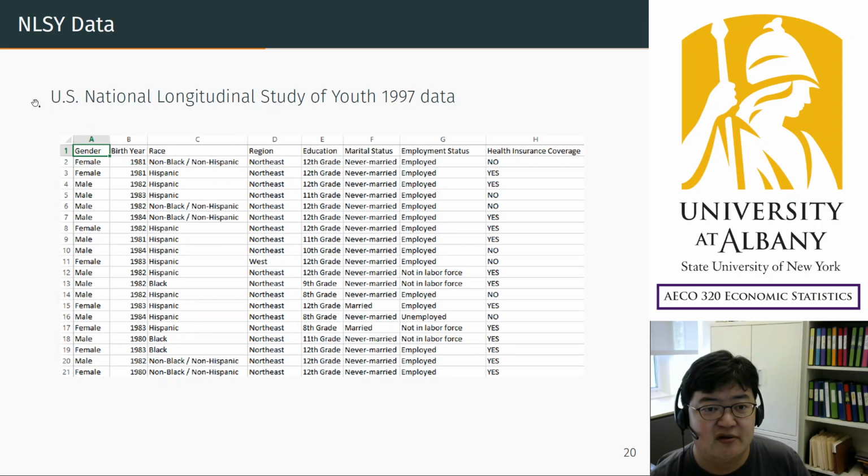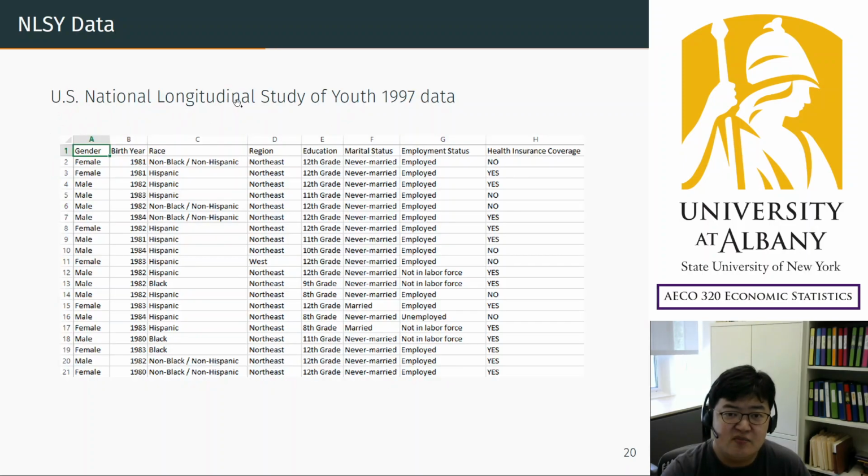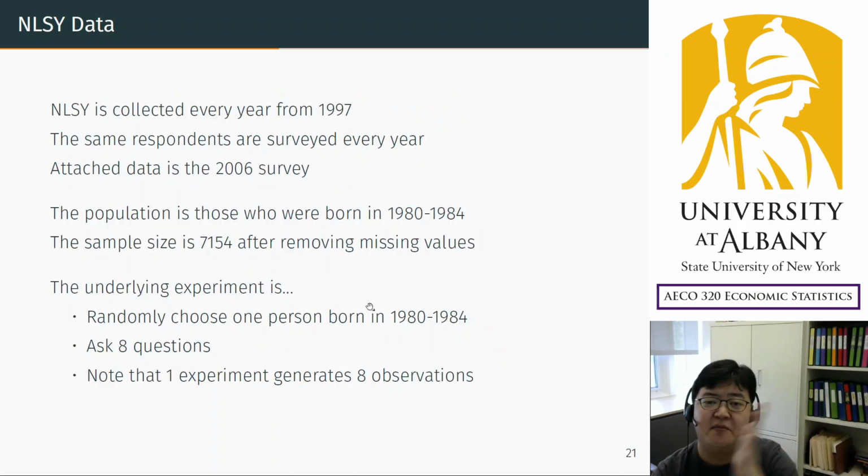So this is an example. This is the full name, U.S. National Longitudinal Study of Youth. So then, just in case you are interested in this data and if you are willing to do some research based on this data, let me explain. So it is a longitudinal study. That longitudinal means the same people are interviewed every year or every other year over time.